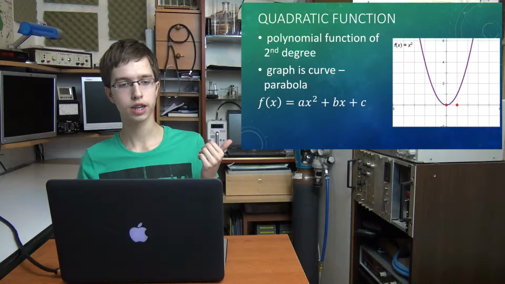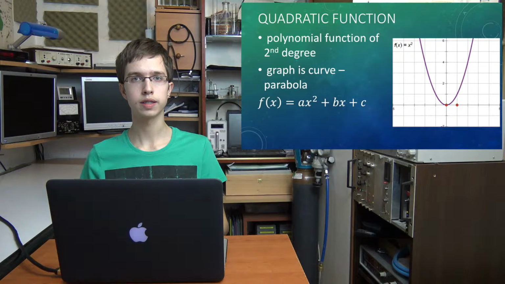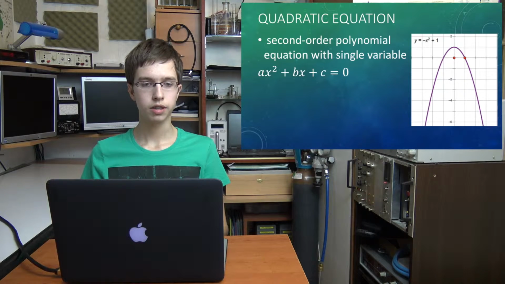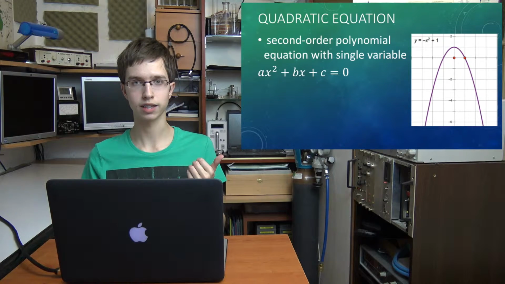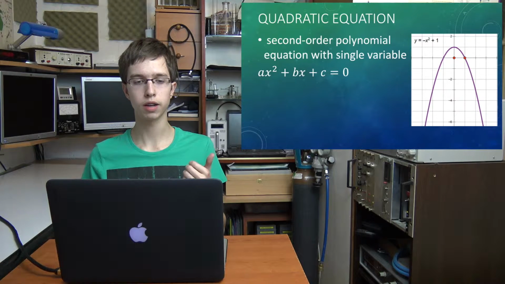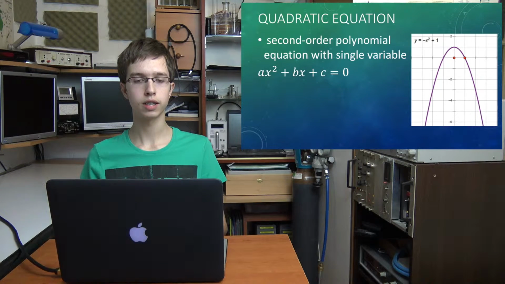Quadratic function has this general form of f of x is a times x squared plus bx plus c, where a, b and c are all real coefficients. Quadratic equation is a second order polynomial equation with only one single variable, which is here variable x. And it has a similar expression as quadratic function, but instead of f of x, here it is equal to 0. And in this example we have y is equal to minus x squared plus 1.